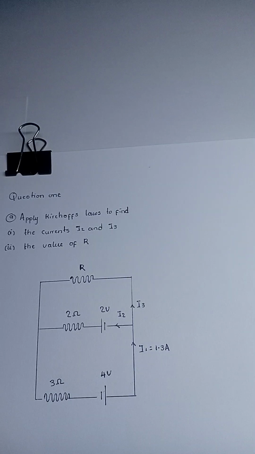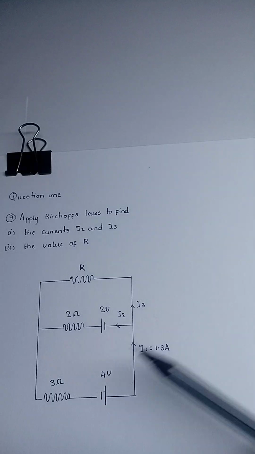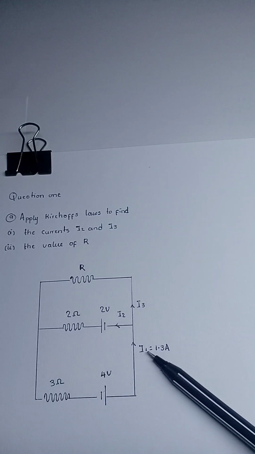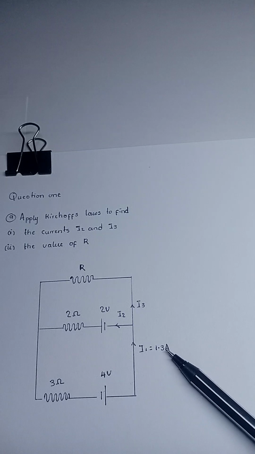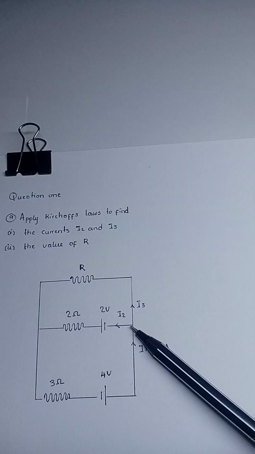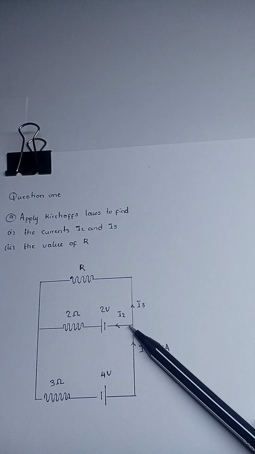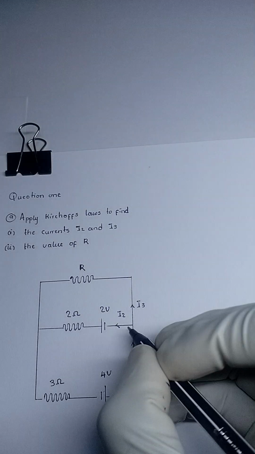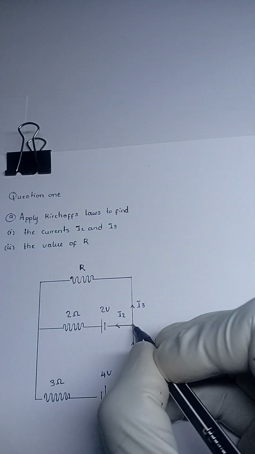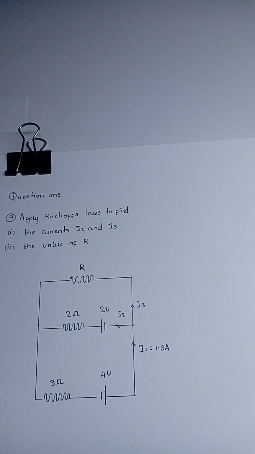So for this question, we have been given I1, which is 1.3 amps, as the main current. And as it enters this junction, it splits into I2 and I3. So this is the junction. So I1 is our main current. Now, the first thing you have to do: this question has been given, we have components in the circuit. We have resistors and batteries.